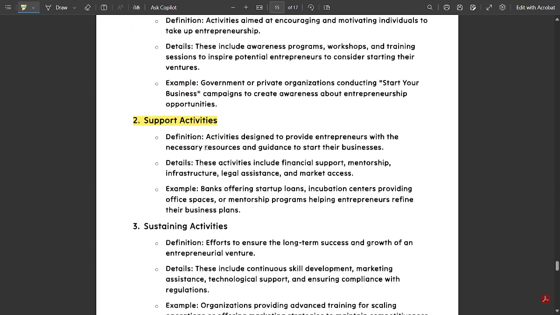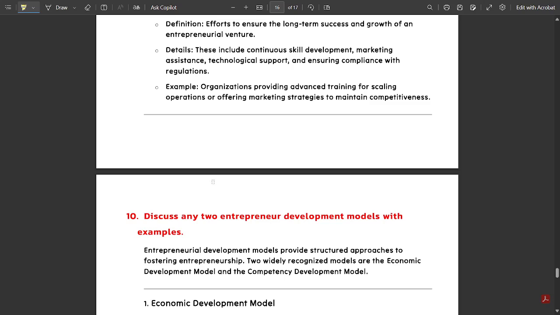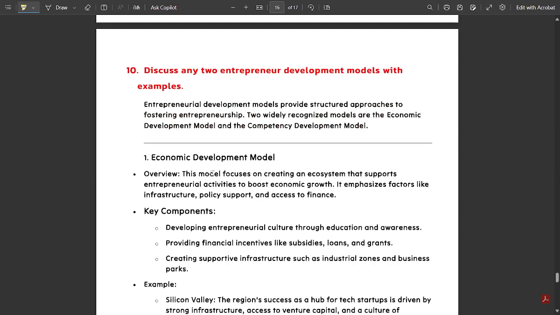Supporting activities: these activities are designed to provide entrepreneurs with the necessary resources and guidance. For example, the details are these activities include financial support, mentorship, etc. Sustaining activities, definition, details, example, everything is there. You can go through it later. Next question is: discuss any two entrepreneurial development models with two examples.